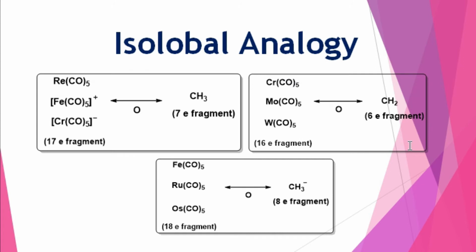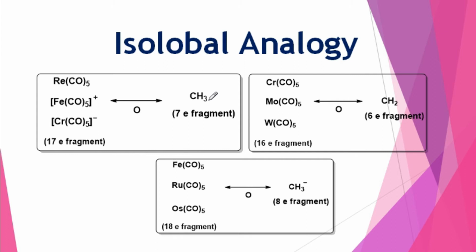So here you can see that there are 3 charts. In the first chart there is a group where all of the organometallic complexes have 17 electrons. If you count yourself, you will find that they have 17 electrons in their valence shell. And the CH3 fragment, you know, has 7 electrons in its valence shell. So they are isolobal to each other because both the fragments need 1 electron to fulfill the valence shell.